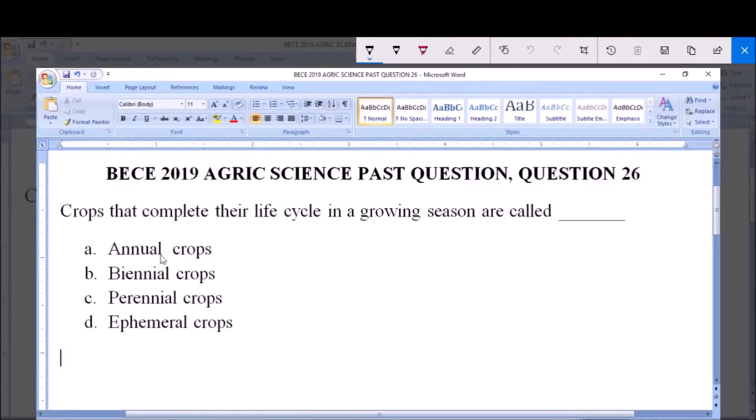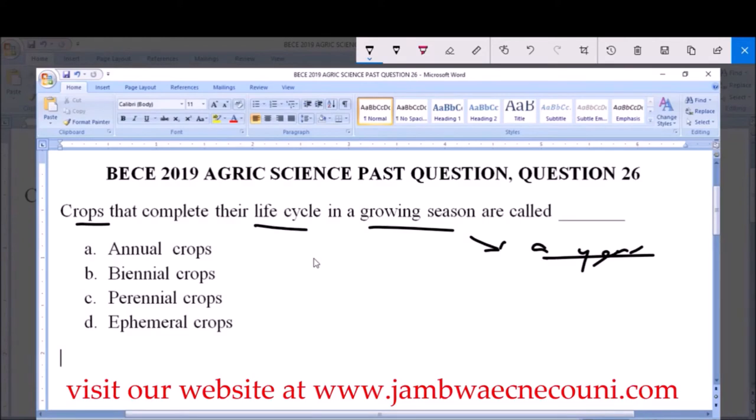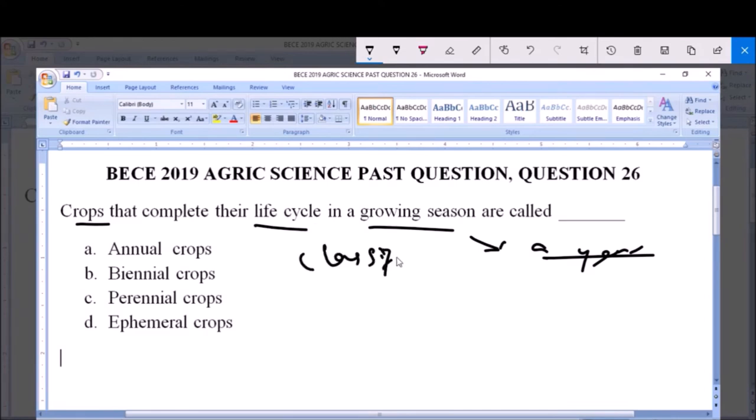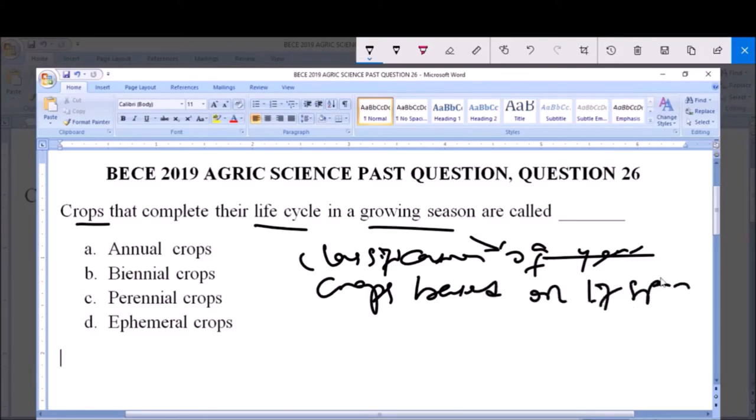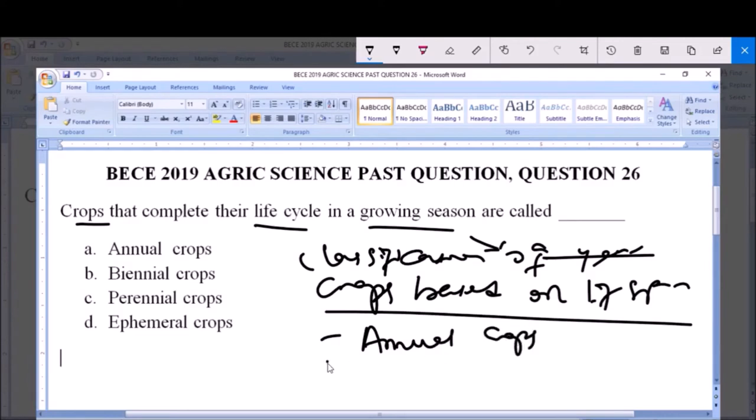Now we are asked to choose the option which describes the crops that complete their life cycle in a growing season. A growing season simply refers to a year. This is a classification of crops based on their lifespan, and based on this classification, the crops can be classified into annual crops, biennial crops, perennial crops, and ephemeral crops. Now we describe them one after the other.